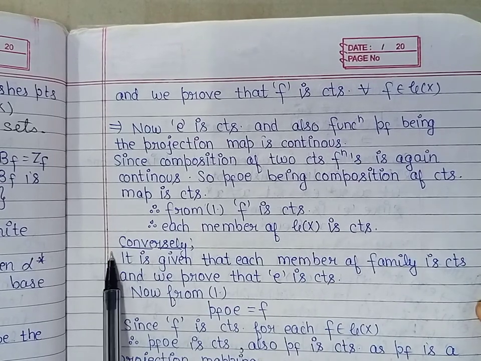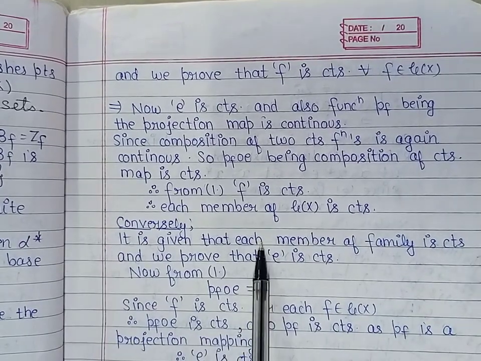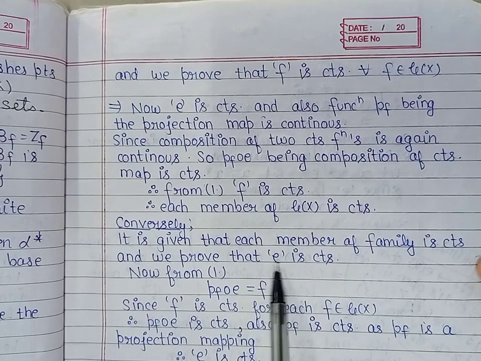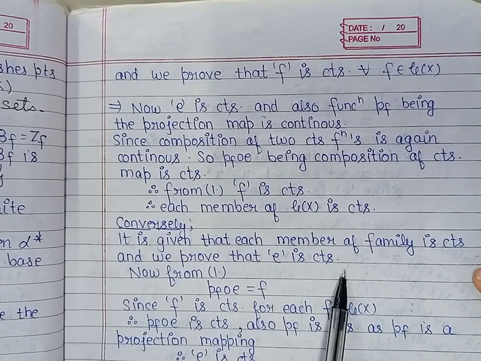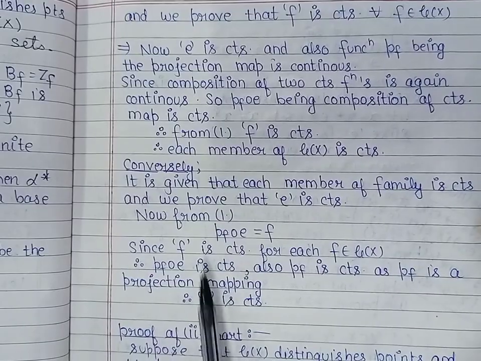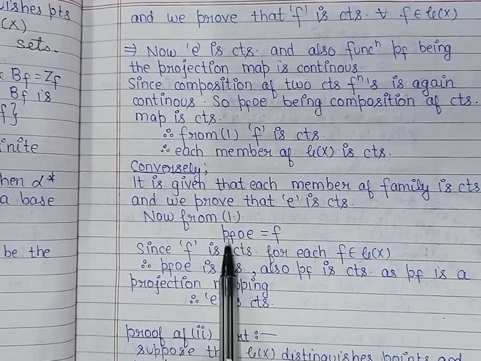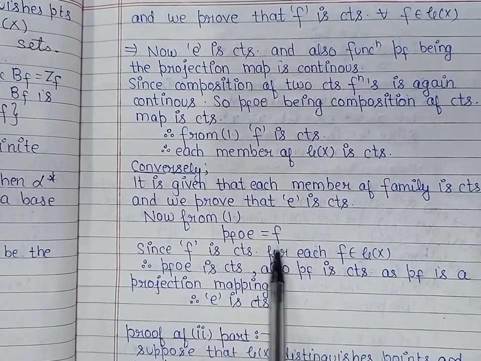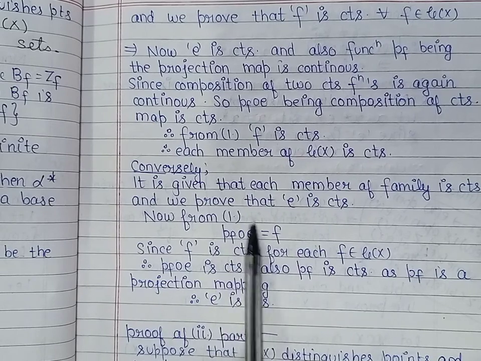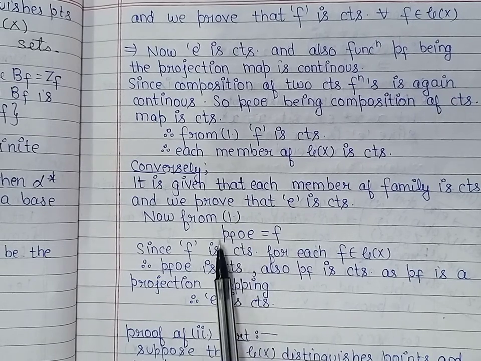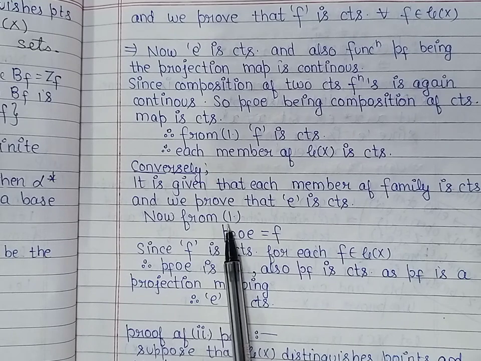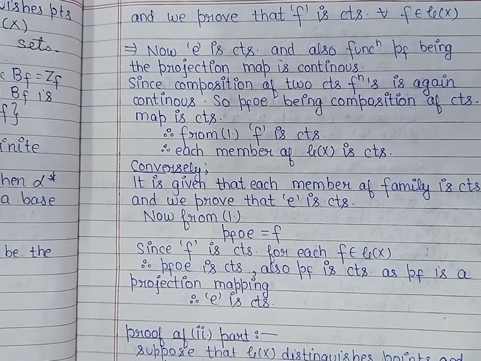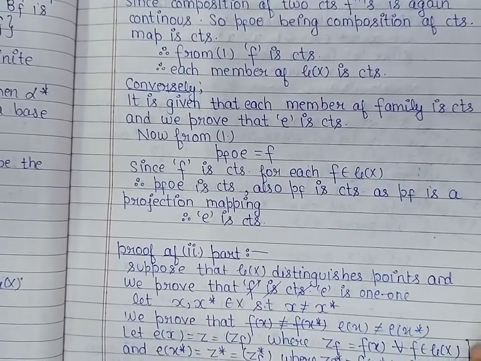Now in the converse part, we are given that each member of this family is continuous, and we claim that the evaluation map e is continuous. Now because the composition of p_f and e is equal to the mapping f, and f is a continuous map, so this composite map is also continuous. Also p_f is continuous, and therefore we can say that evaluation map e is continuous. So this proves the first part of the embedding lemma.